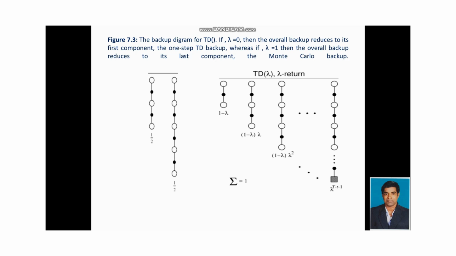Here in the first backup diagram, we can see half of the 2-step reward and half of the 4-step reward we are averaging. Here, if the diagram goes to infinite steps also, we can see for the 1-step 1 minus lambda, and 2-step 1 minus lambda into lambda, 3-step 1 minus lambda into lambda square, and it goes on to lambda power capital T minus small t minus 1. The sum should be equal to 1.